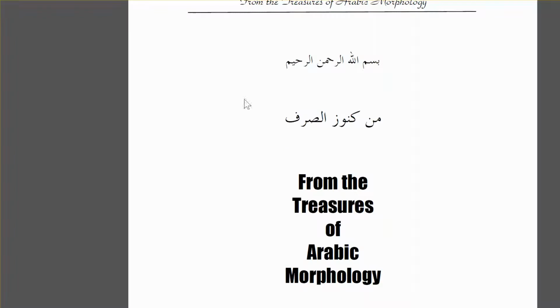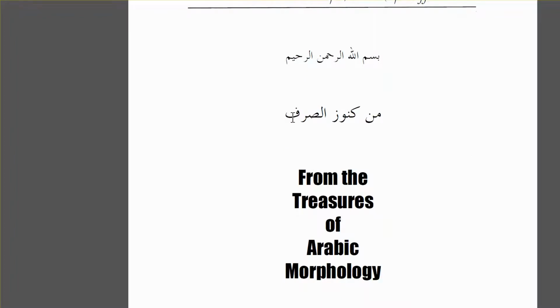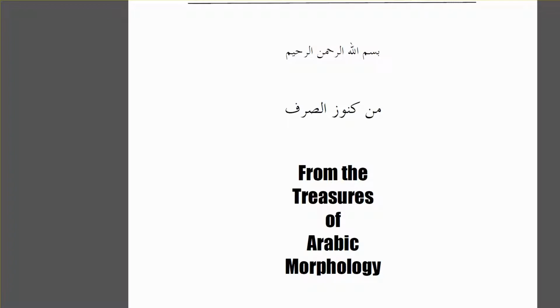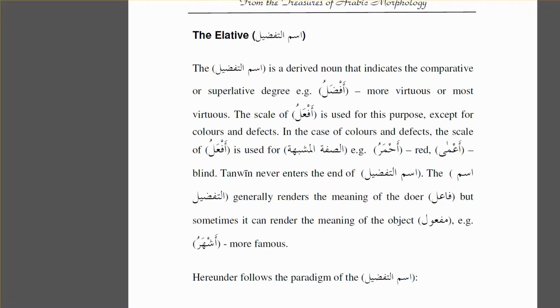Inshallah ta'ala, today we're going to be studying from Treasures of Arabic Morphology, page 71. The elative form of verbs is what we're going to be studying. This is called ism tafdil in the Arabic language. Ism tafdil is a derived noun, just like we've been learning ismi fa'il, ismi maf'ul, all of those things. The next one is ismi tafdil.